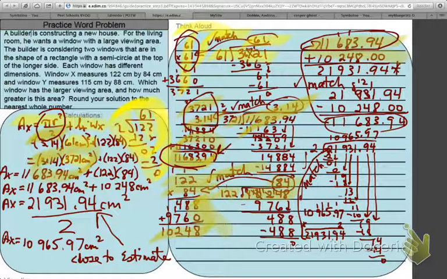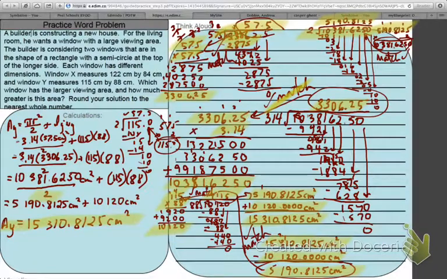Which window, so we have to look at the question itself. It says which window has a larger viewing area, and how much greater is this area? So now what we have to do is compare the two areas. Area window X is 10,965, area window Y is 15,000. So we can quickly estimate that area of window Y is about 5,000 centimeters squared larger, but then we would have to do the actual calculation too. It says round your solution to the nearest whole number.